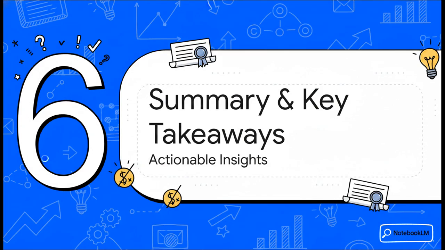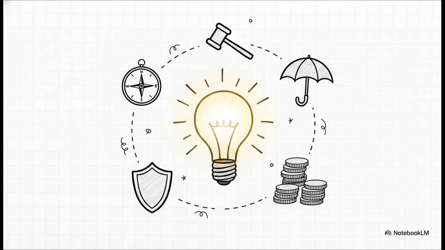Finally, Section 6, Summary and Key Takeaways. We've covered a ton of technical ground today, so let's boil it down to your actionable takeaways. 1. Chapter 21, covering Sections 439 to 472, is your new rulebook for tax year 2026-27 onwards.